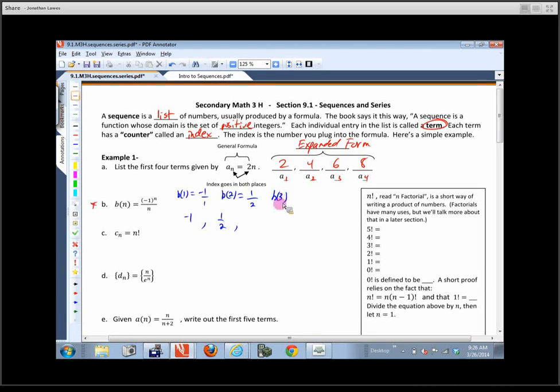For the third one, or in other words, b of 3 or b sub 3 if we were doing it with subscripts, this is going to be negative 1 to the third, so that's a negative 1, and the denominator is a 3, so negative 1/3. Okay, now taking a look at that pattern and knowing that you could write this one this way, what's the next one in the sequence? Positive or negative? Positive 1/4.